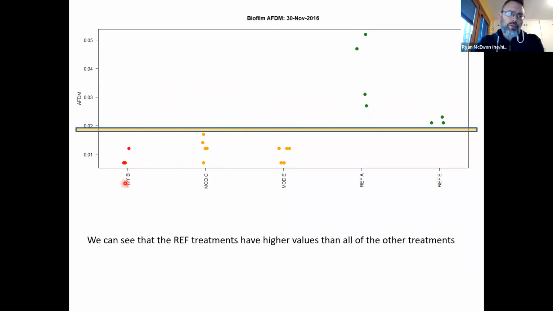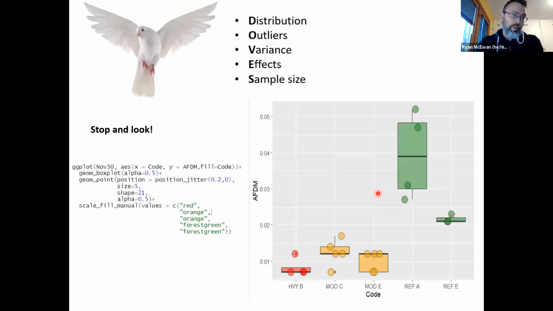Remember, there's 5 streams, heavy, moderate, ref. Reference has no honeysuckle. These all have honeysuckle. This has the heaviest invasion. Our hypothesis was the heaviest invasion would have the least, and the references would have the most. So this looks like what we were thinking.